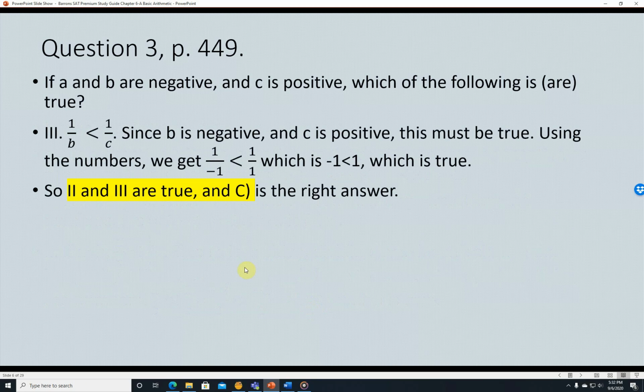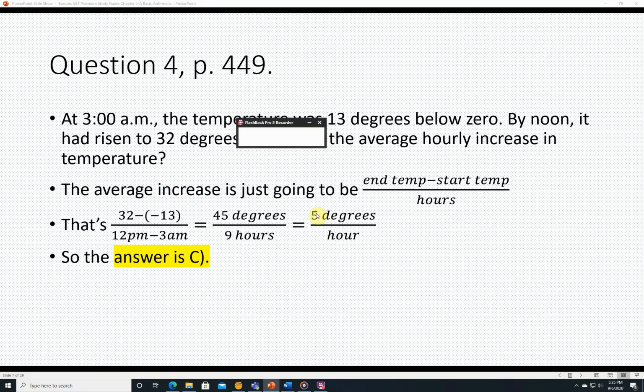And if A and B are negative and C is positive, which of the following is or are true? So that's just the same question. This is number 3. 1 over B is less than 1 over C. Well, B is negative and C is positive, so it has to be true. And if we plug in the numbers just to check, that's 1 over negative 1 is less than 1 over 1, which makes sense because negative 1 is less than 1, which is true. So 2 and 3 are true, and C is the right answer.